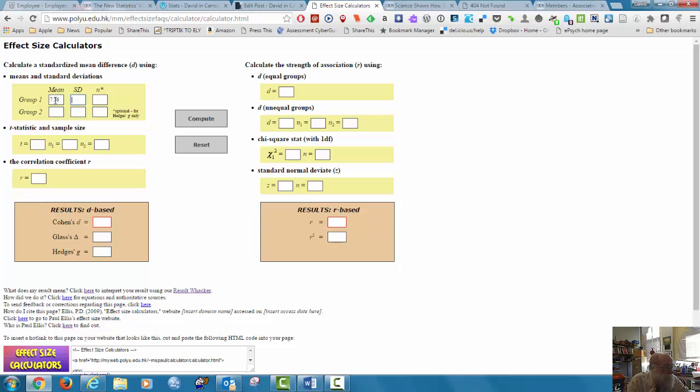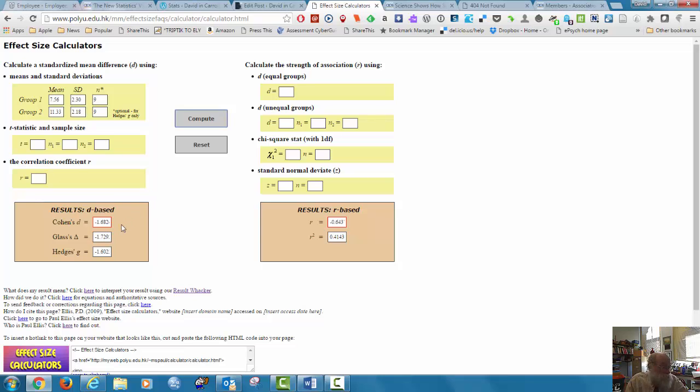And I tabbed, and the standard deviation is 2.30. That's the unbiased standard deviation. And I have 9 individuals, and I'm tabbing to the next line. And my other condition, I had 11.33 and 2.18. And I had 9 in that condition also. And then you've got to be careful here. At this point in time, you would hit compute.